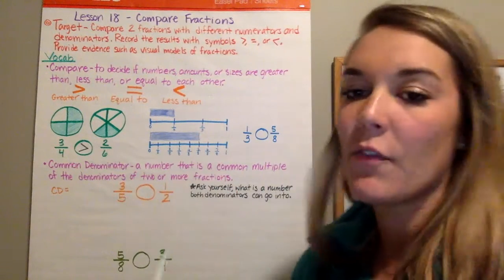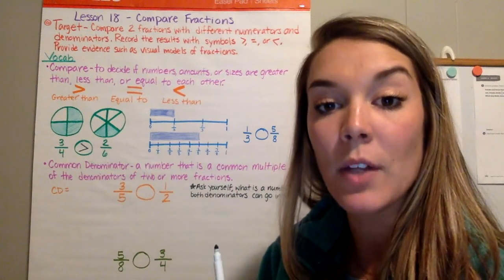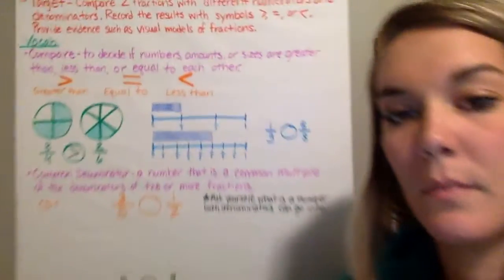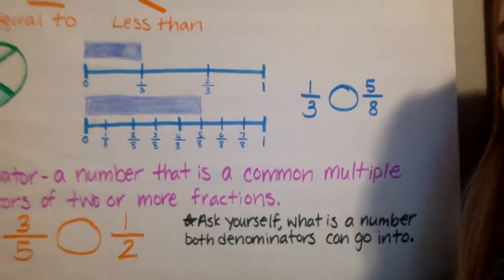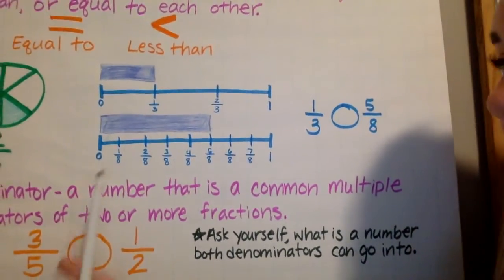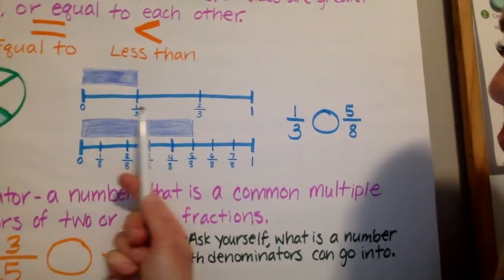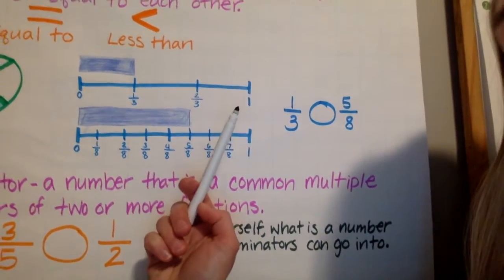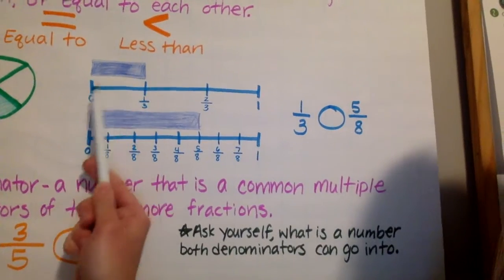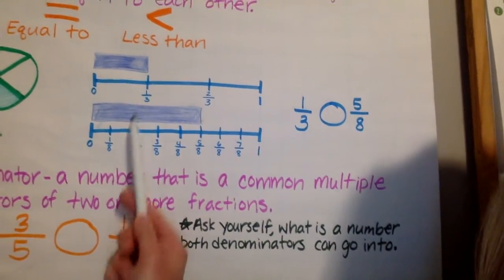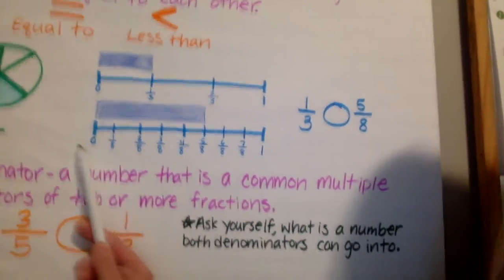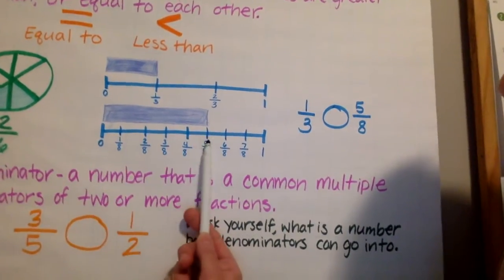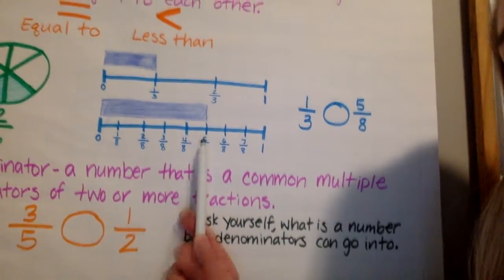Now, I show them in a different way here. I compared them on a number line, okay? Let me see just a little bit closer. So, I showed you on this number line 1/3, right? My number line is broken up into 1, 2, 3 chunks, and this bar is just going up to 1/3. On this number line, it's broken up into 8 equal parts. My bar is going up to 5/8, okay?